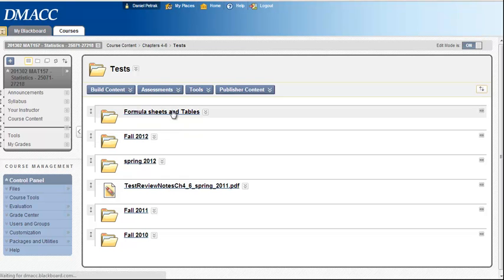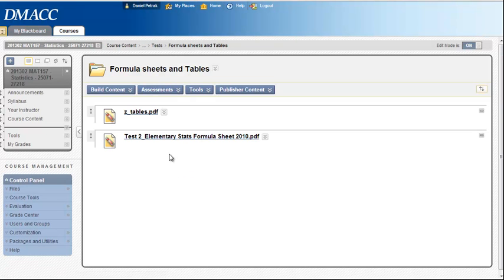Also for chapters 4 through 6, under the tests folder, I apologize I haven't pointed you to this before. The formula sheets and tables: we're still going to have the Z table that we're going to use because we still have some standard normal problems. And this week in chapter 6 you'll be looking at the central limit theorem, which talks about distributions of means, and you'll see that when you go through those videos.